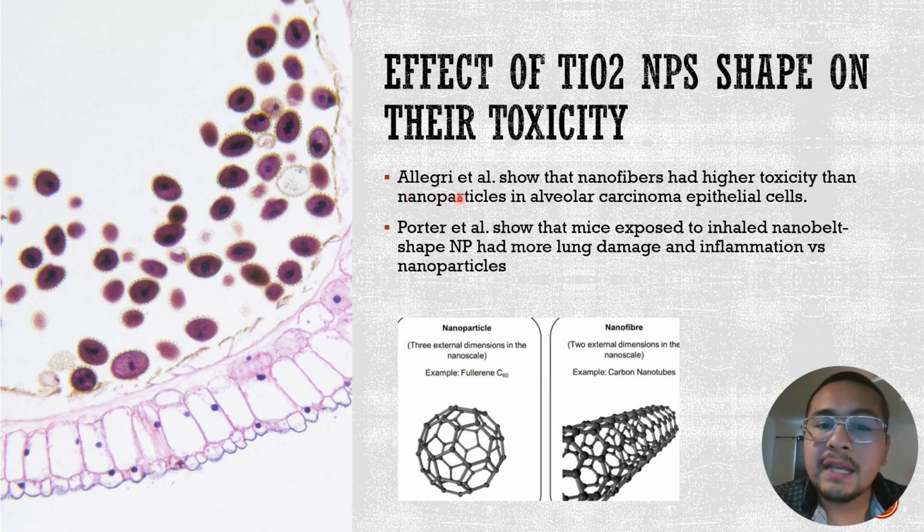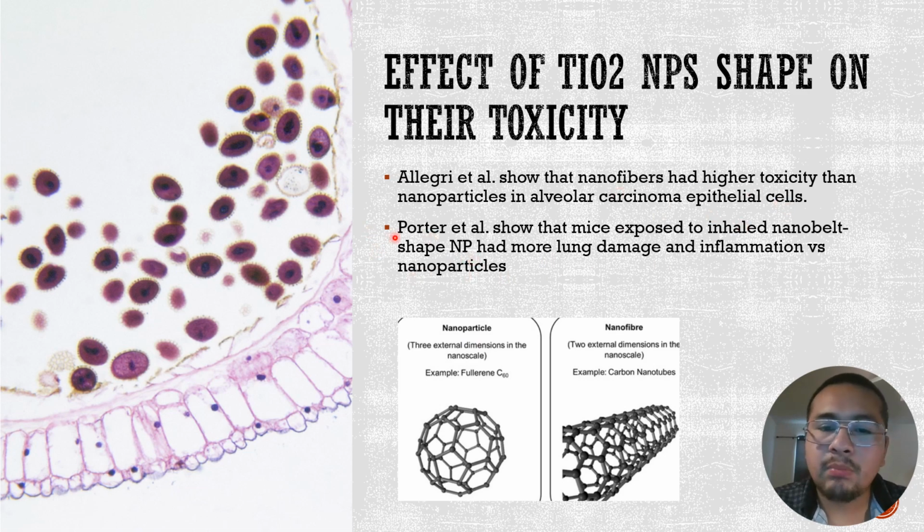For example, this scientist and his colleagues, Allegri et al., showed that nanofibers had higher toxicity than nanoparticles in alveolar carcinoma epithelial cells. What this means is that these nanofibers were more toxic than these nanoparticles, which were round in shape, okay, in this type of cells.